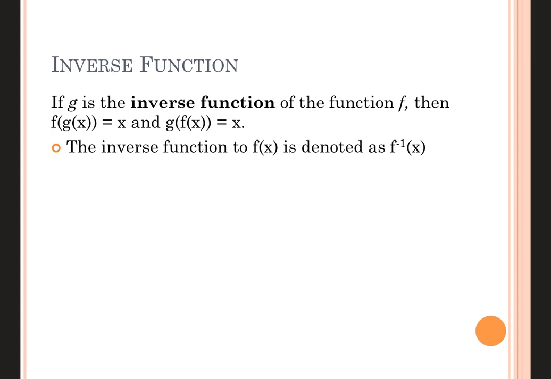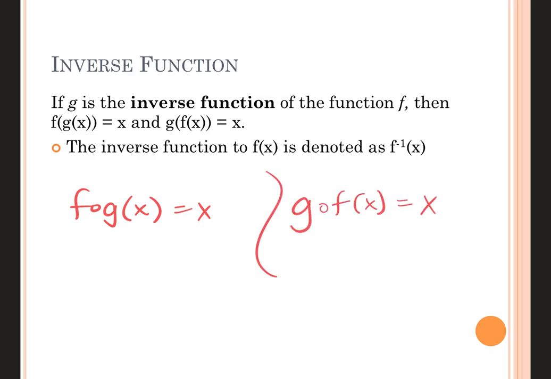If g is the inverse function of f, then if I find f of g of x, the result will be just x by itself, and the result of g of f of x will just be x by itself. So this is the same as saying f of g of x should equal x, and g of f of x should equal x. We will use this to prove that two things are inverses of each other. Also, once I ask you to find the inverses, you can always use this to check your answer.